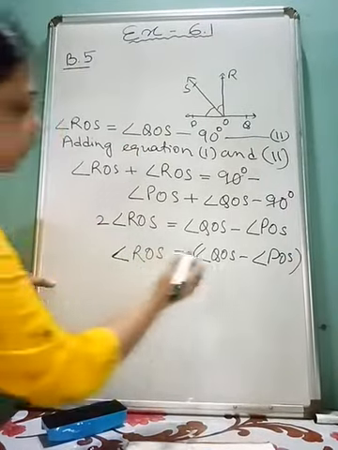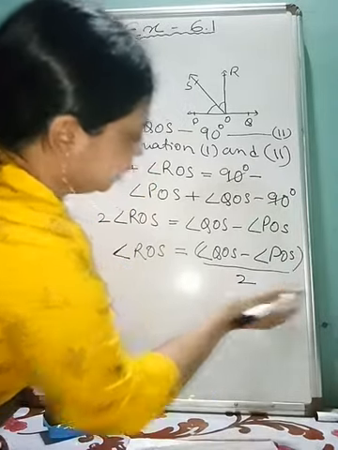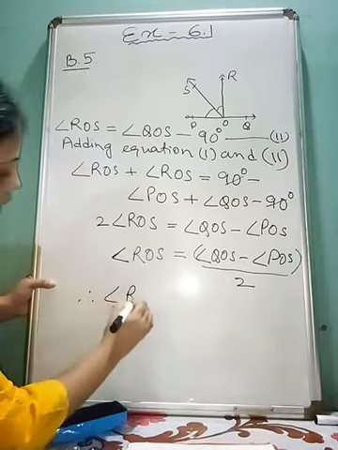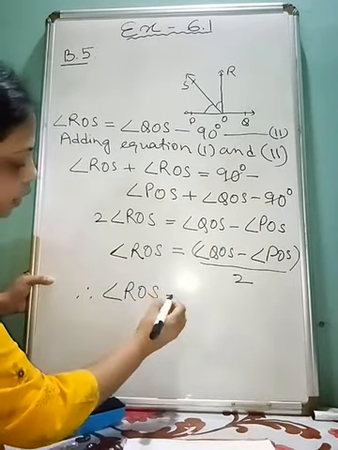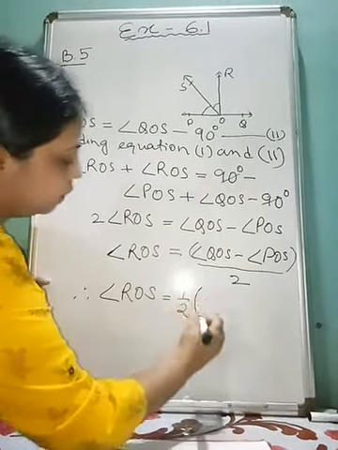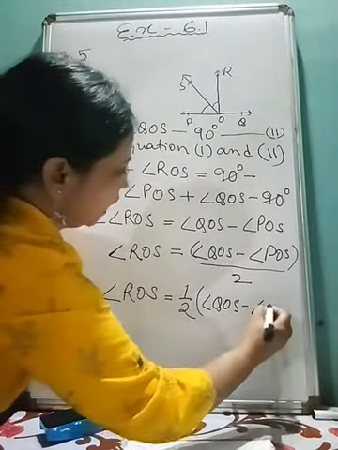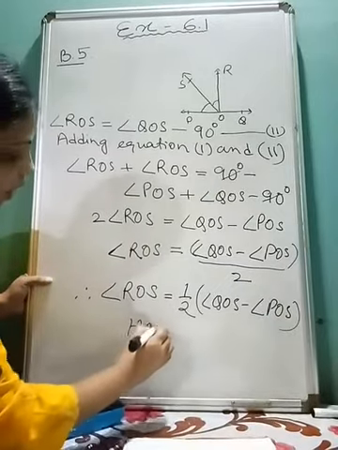Now this 2 will come over here, divided by 2. So we will say therefore angle ROS is equal to, see, dividing by 2 means half, so half of angle QOS minus angle POS. So it is proved. So hence proved.